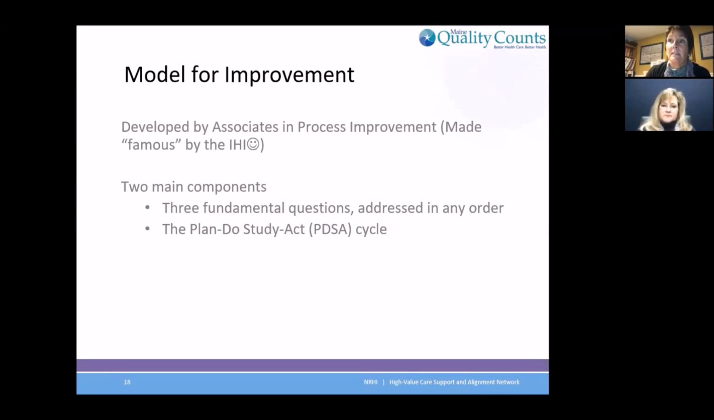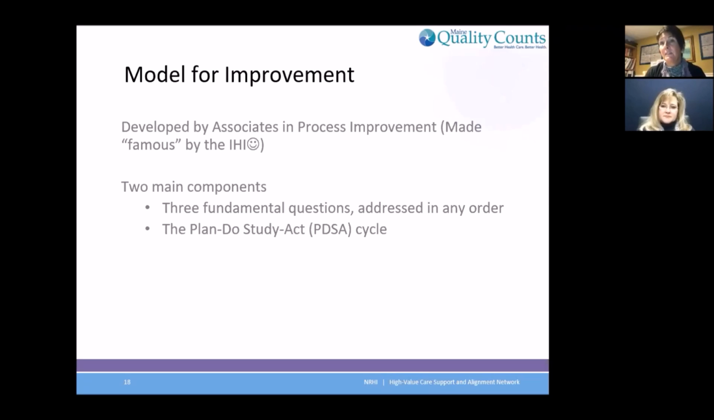It was developed by associates in process improvement, and some people think it's the IHI's model, but it was made famous by the Institute for Healthcare Improvement, and we use it, but it was actually developed by associates in process improvement. It's like the Swiss Army knife. It can do everything. And then at the same time, it's quite simple. It's three questions, three fundamental questions.